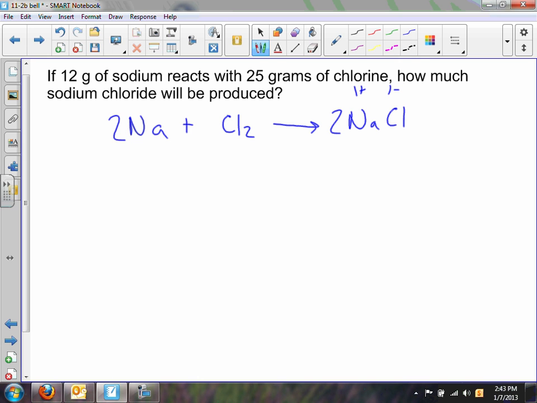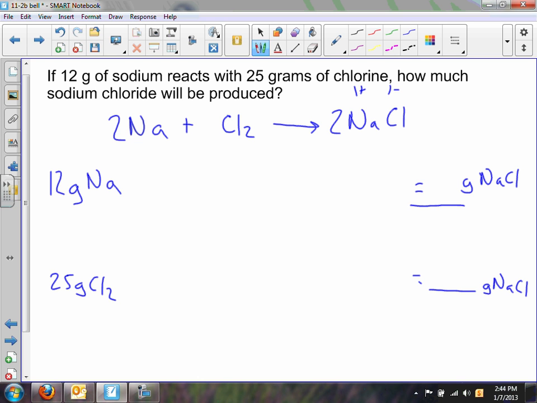An alternative way of finding the limiting reagent is to take each of the substances and solve for the same amount of product. Whichever product is the smallest one will tell you what the limiting reagent is, because that one limited how much product you could get. So this involves doing 2 things: changing the 12 grams of sodium into the product, which would be grams of NaCl, as well as changing the 25 grams of chlorine into the product, which is grams of NaCl.